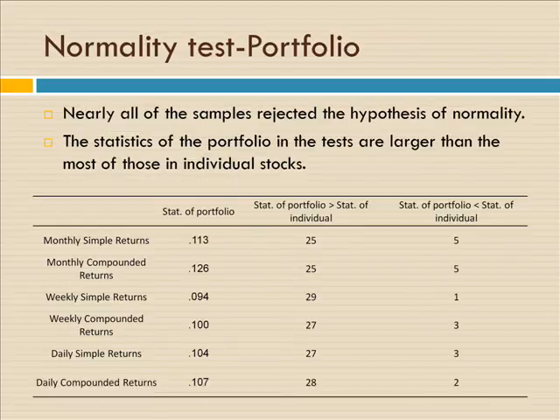The portfolio has gone through 6 tests. However, nearly all the samples rejected the null hypothesis of normality. From the normality test table, the statistics of the portfolio in the tests are larger than most of those in the individual stocks. Meanwhile, in these test results, the difference between the two measures is negligible.